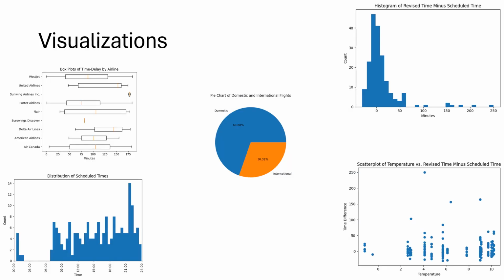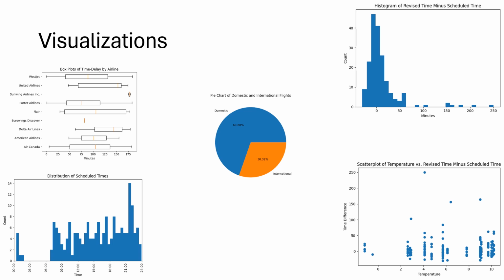To visualize the data that we collected, we chose 5 different visualizations. 3 involved time delay from when the flight was scheduled to arrive or depart and when it actually did. These 3 are the box plot of time delay by airline, the histogram of time delays, and a scatter plot of ambient temperature versus time delay. The other 2 are a pie chart showing the number of international flights versus domestic flights, and the last is the distribution of scheduled times that flights were supposed to arrive or depart.